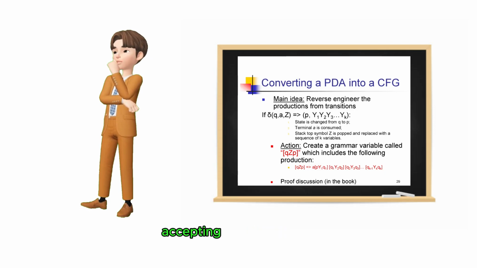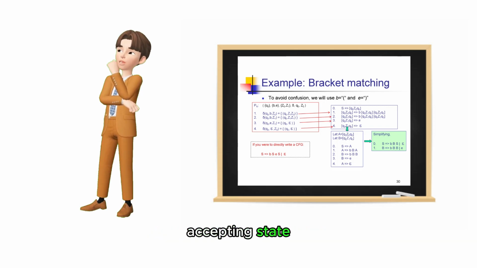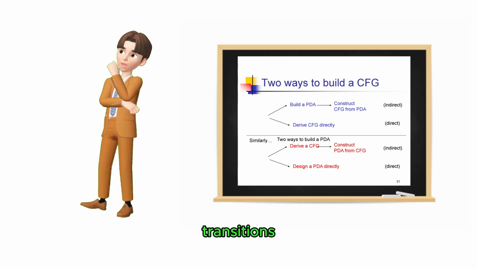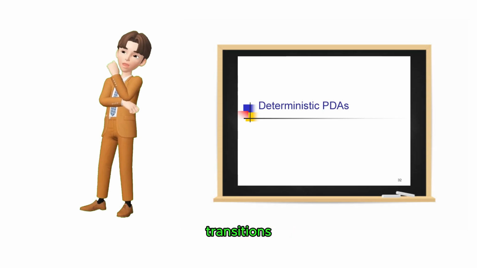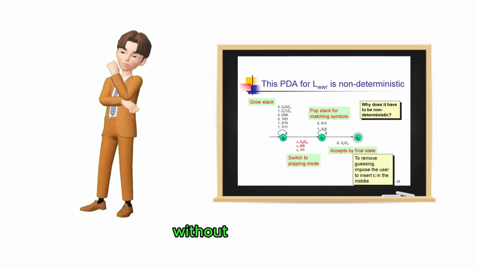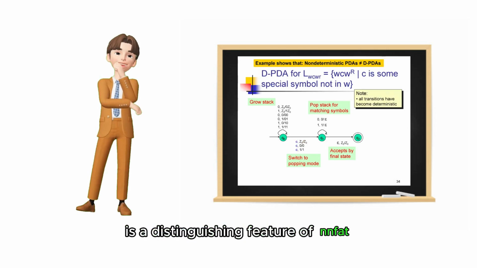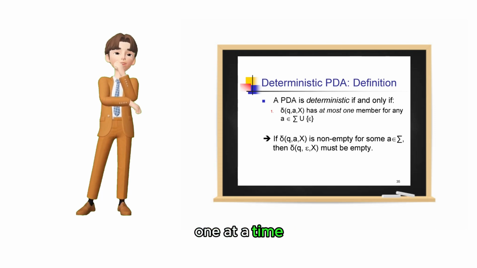Some states are marked as accepting or final states, usually by double circles. When the NFA reaches an accepting state after processing all input symbols, it signifies that the input string is accepted or recognized by the NFA. Epsilon transitions. NFAs may also include epsilon transitions, which are unlabeled transitions that allow the machine to change states without consuming any input symbol. This non-determinism is a distinguishing feature of NFAs. The operation of an NFA is as follows. Starting at the initial state, the NFA reads the input symbols one at a time. For each input symbol, it can follow multiple transitions simultaneously.